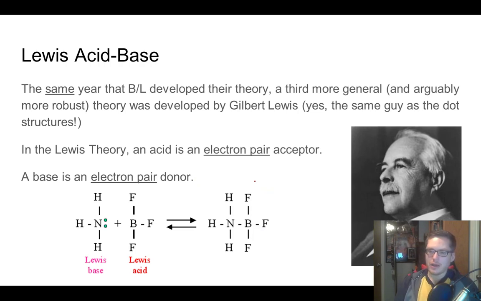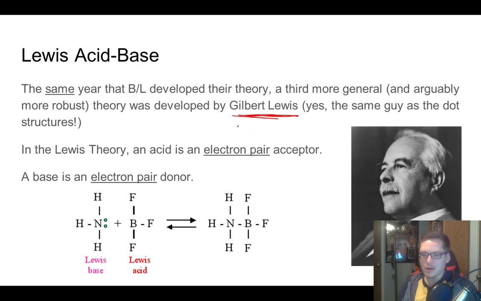Now, last video, we talked about Bronsted-Lowry acids and bases, and how to follow the hydrogen from one anion as it gets transferred from one to the other, and how Bronsted-Lowry established that acids and bases were proton donors or proton acceptors. The same year, and it's pretty interesting, 1923 was the year of acids and bases. That same year Bronsted-Lowry developed their theory, Gilbert Lewis came up with his theory for acids and bases. Yes, this is the same Lewis as the Lewis dot structures.